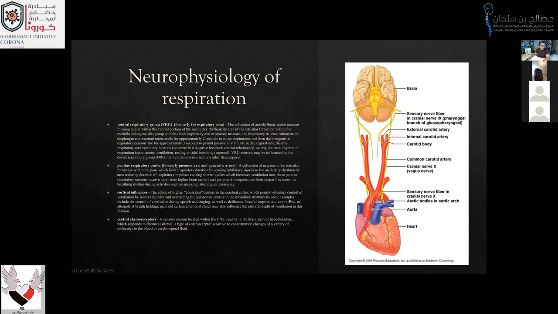Cortical influences, the action of higher conscious centers in the cerebral cortex, which permit voluntary control of ventilation by interacting with and overriding the autonomic center in the medullary rhythmicity area. Examples include the control of ventilation during speech, singing, as well as deep, forceful inspiration, expiration, or an attempt at breath holding. Pain and certain emotional states may also influence the rate and depth of ventilation in this patient.